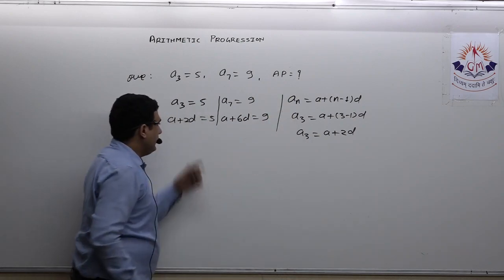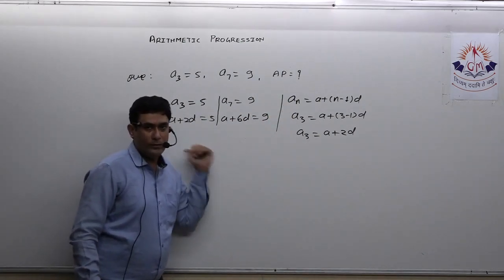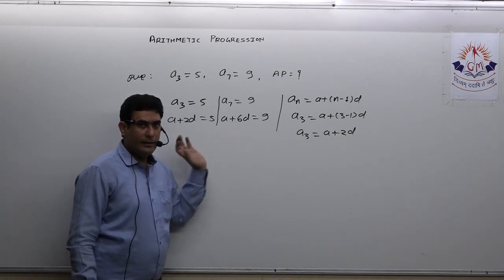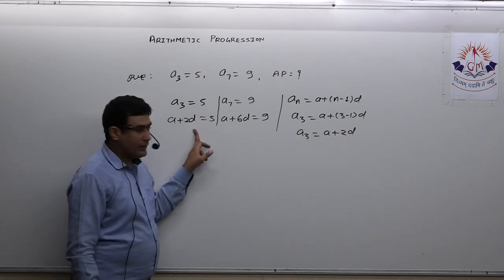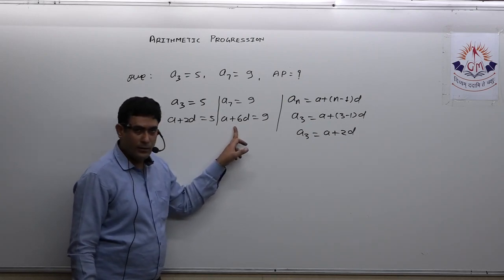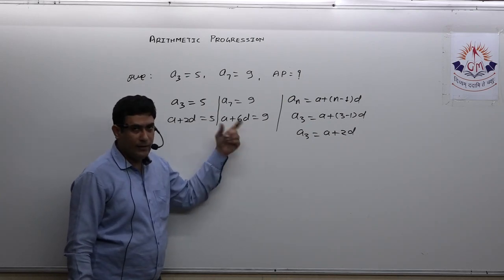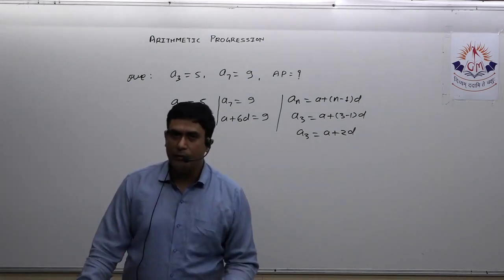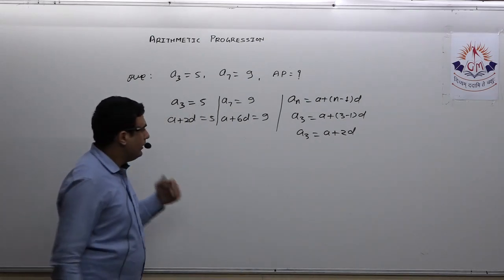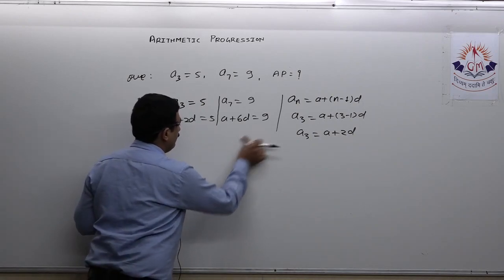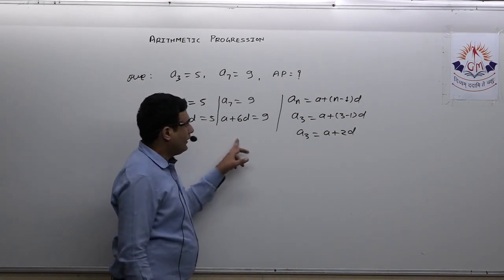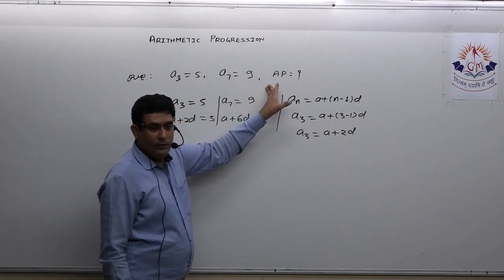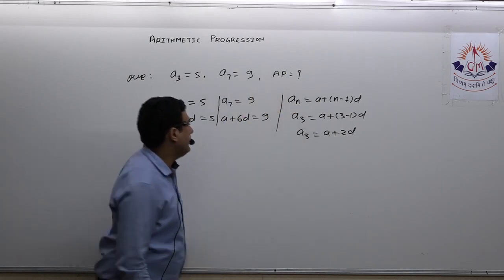So actually here you can see now you have two equations in which variables are a and d, isn't it? This is the equation containing a and d. This is the equation containing a and d. By solving these two with the help of linear equations in two variables that we saw in our previous lecture, we'll be able to get a and d, and by solving them, we'll be able to get the sequence, that is AP.